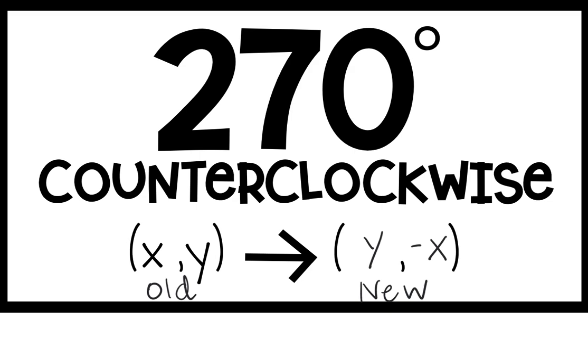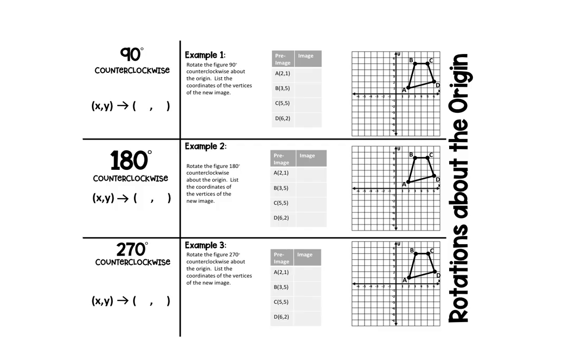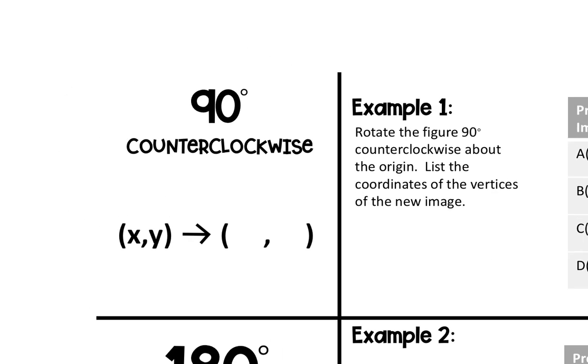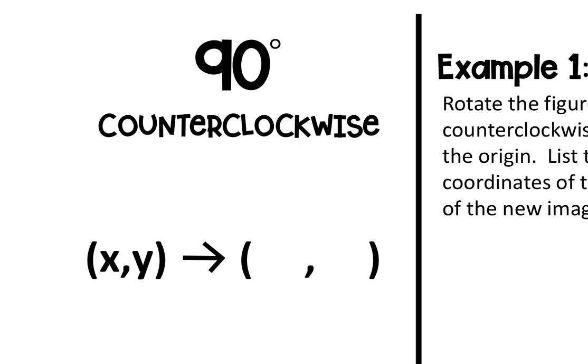All right, let's do some examples inside so that we can draw our graph at the end. Let's start with the 90-degree counterclockwise rotation. My rule says negative y, comma x. All right, so remember, this is your old and this is your new point.